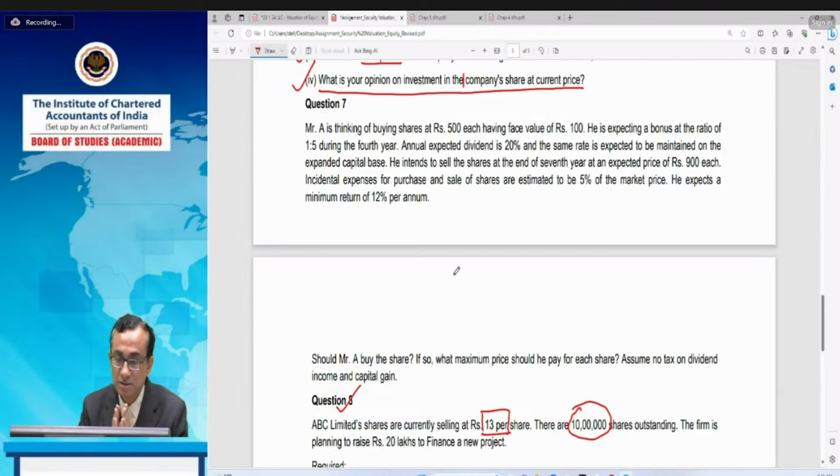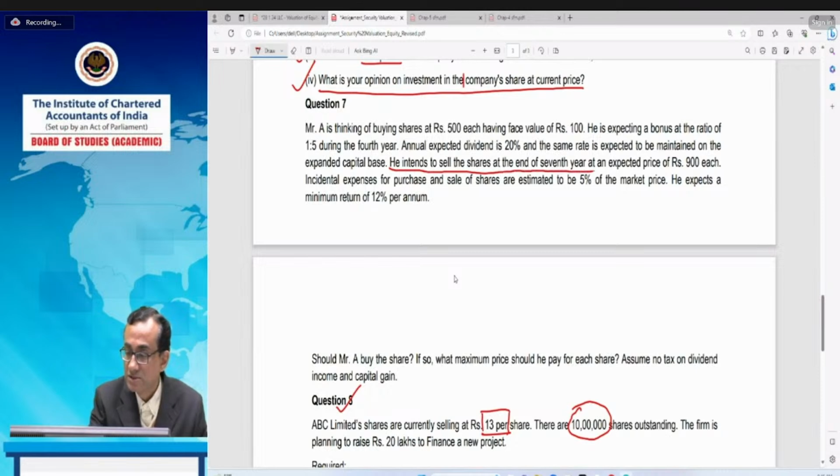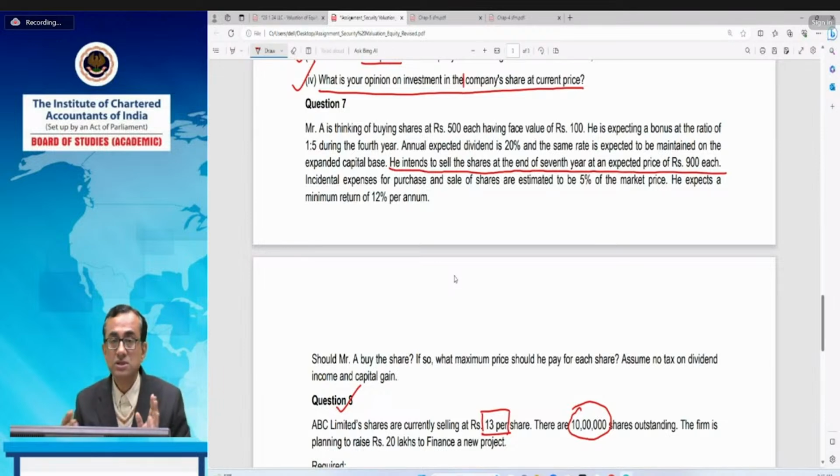So this is a constant growth rate model. He intends to sell the shares at the end of seventh year at an expected price of 900 each. Students, this is very important. Just read this carefully. Mr. A intends to sell the shares at the end of seventh year at an expected price of 900 each. So he wants to hold the share for 7 years.